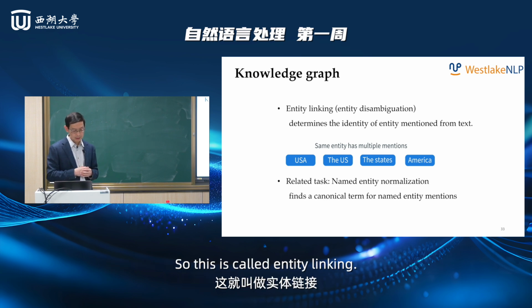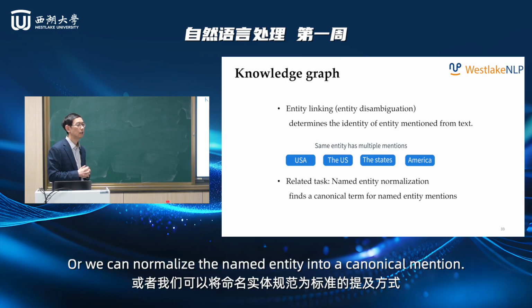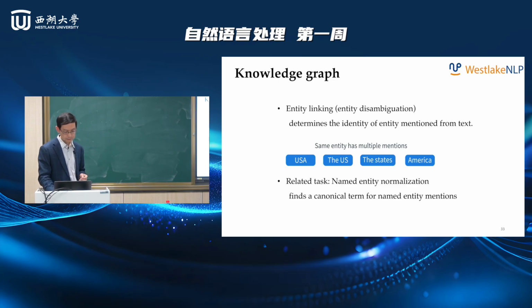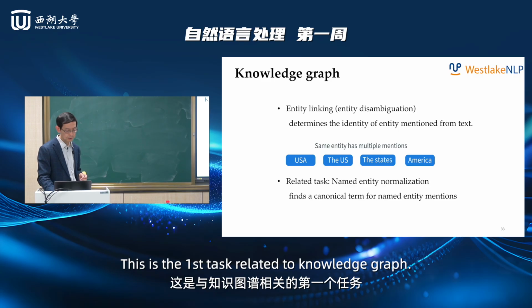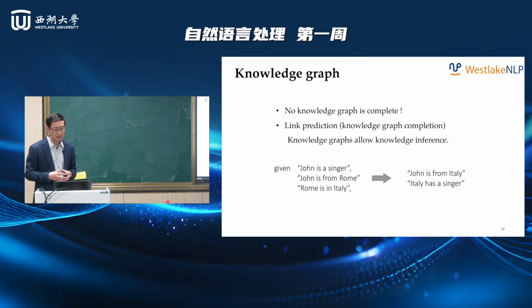So this is called entity linking. Or we can normalize the named entity into a canonical mention. So this is called named entity normalization. All right, this is the first task related to knowledge graph. There's a second one, okay?